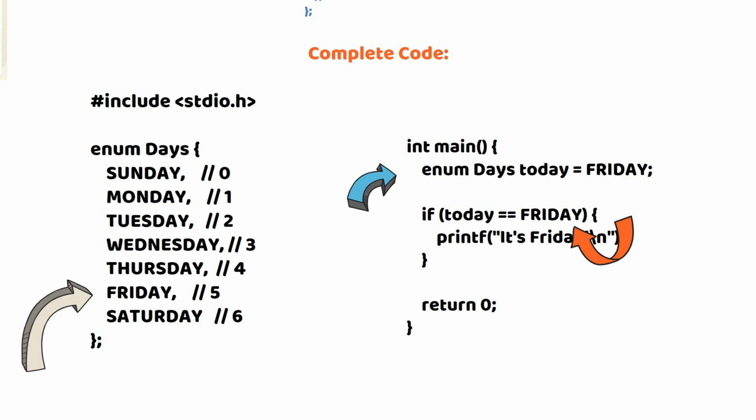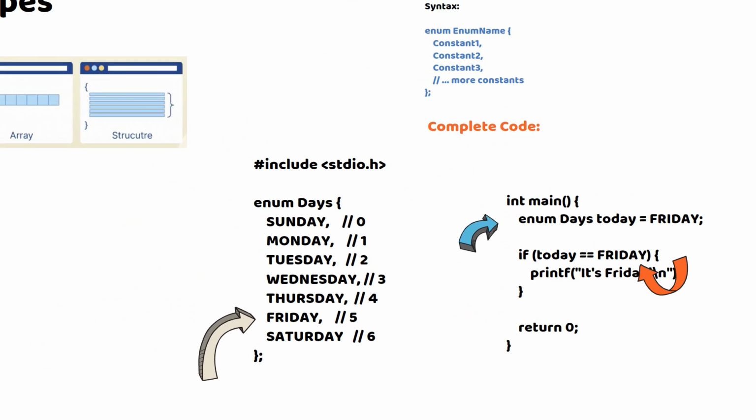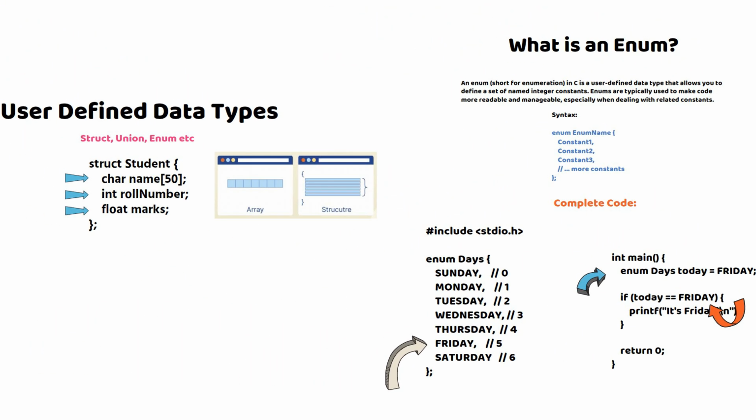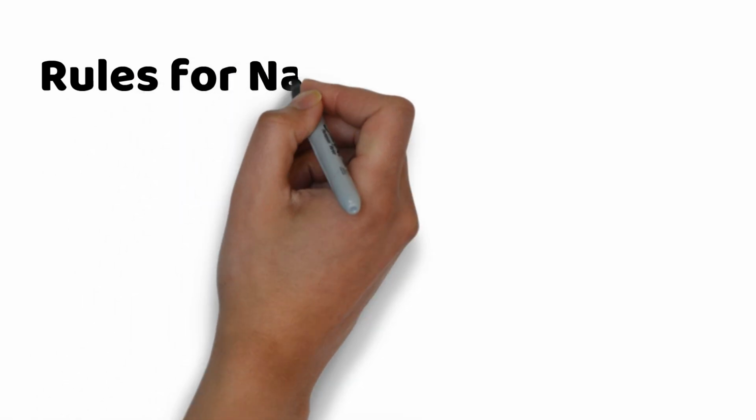So as a result, wherever we want to display Friday, we will simply make a call to the variable called today. So that's the beauty of enums. We can save characters or any sort of data types as integers inside an enum. So these were all the data types and variables.